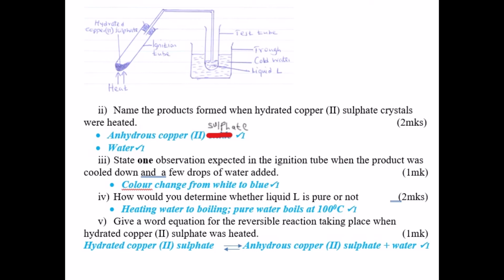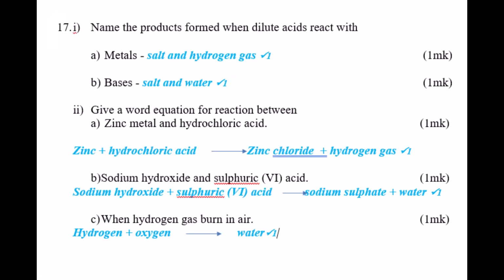Okay, the reversible equation for this: hydrated copper 2 sulfate. You heat the forward one, you get anhydrous copper 2 sulfate and water. You cool with introduction of a few drops of water, then it goes back to the hydrated form. The next question is number 17. Good. If you react acid with metals, you're going to get salt and hydrogen gas. If you react acid with bases, you're going to get salt and water. That's a neutralization reaction.